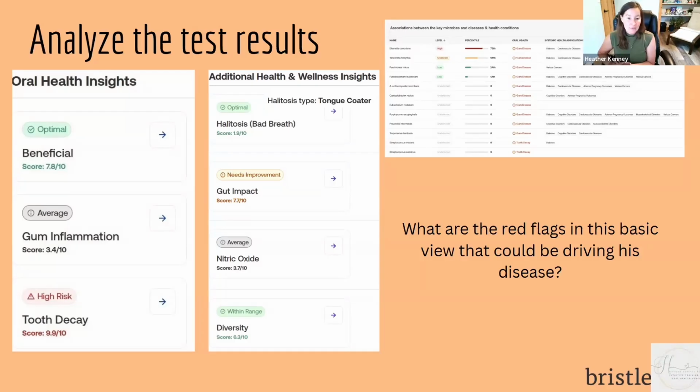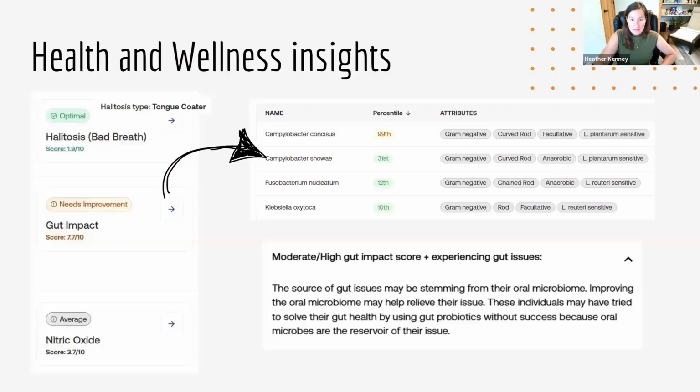He does have an average gum inflammation score, but if you look at the upper scoring, just a general overview of some of the red complex, there's really not a lot of the pathology you would anticipate. The tooth decay score, he did disclose he does have active decay issues, so that's pulling there. I'll walk you through that test in just a minute. Halitosis score, once again, is tongue coater in nature, and we have that gut impact and lower nitric oxide level. So those are some red flags we might want to look at in his test.